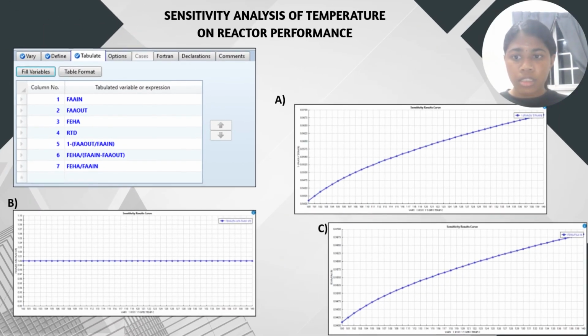The next sensitivity analysis is temperature on reactor performance. All of the data is the same as before, which is on residence time, but the graphs will be different. The first one is AA conversion versus temperature, the second one is EHA selectivity versus temperature, and the third one is the EHA yield versus temperature.